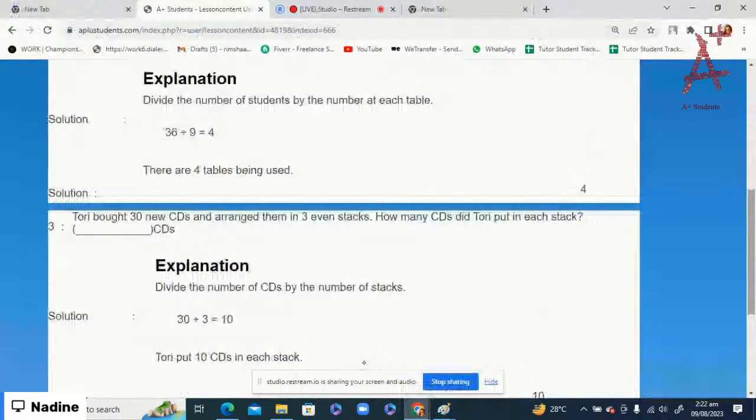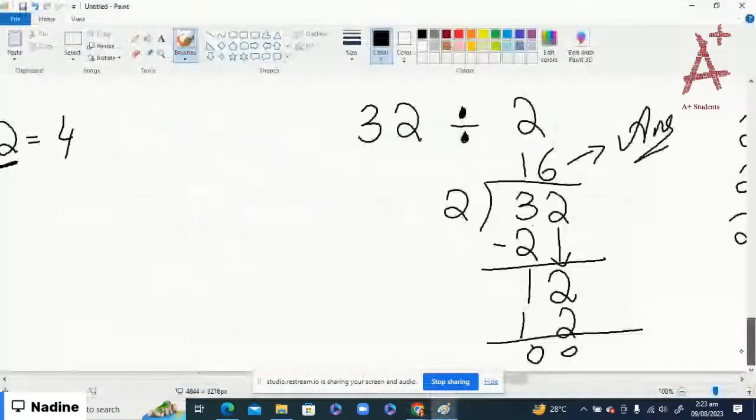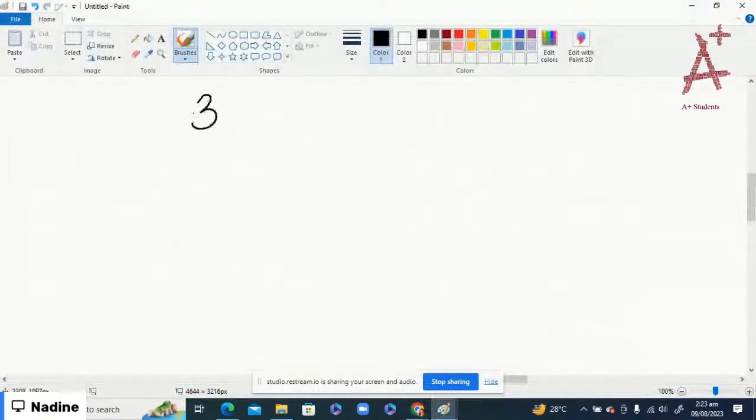Tori bought 30 new CDs and arranged them in 3 even stacks. How many CDs did Tori put in each stack? You just need to find it out. How many total CDs? 30. And how many even stacks? That is 3. So let's divide 30 over 3. Okay, 30 divided over 3. Let's do it.